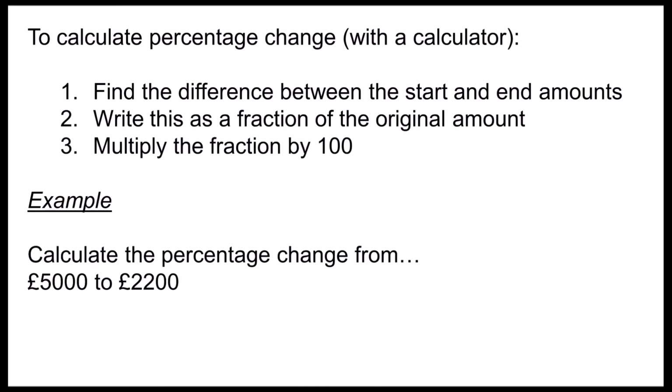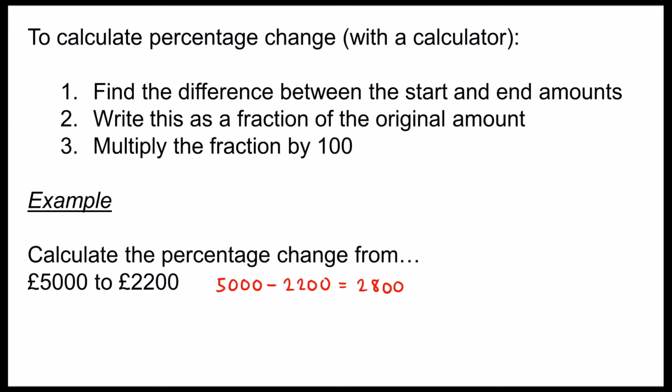In this second example, I'm asked to calculate the percentage change from 5,000 to 2,200. Again, the first step is to find the difference between these two values. So that's 5,000 take away 2,200. That gives me an answer of 2,800 for the difference. Again, if those numbers are a little bit more difficult, you can use your calculator to work that out.